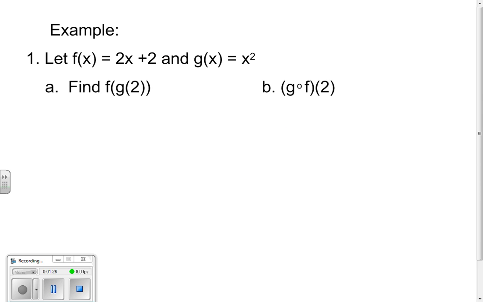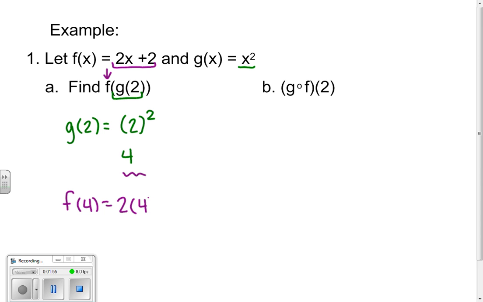If you take a look at number 1, they're going to give me an f function first, that's 2x plus 2, and then the g function is x squared. In letter A, they want me to do g of 2 first. So g of 2 means that I'm going to put a 2 in for x in the g function. So that says I should take it and square it. And 2 squared is 4. Then I need to take that 4 and plug it back into the f function. So f of 4 is the same as 2 times 4 plus 2. 2 times 4 is 8, plus 2 is 10. So my final output is 10.